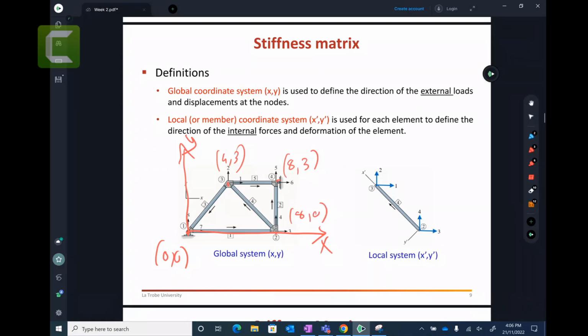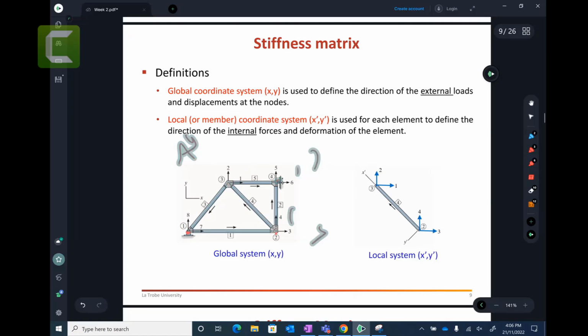So you can have a 0, 0 somewhere. And with the 0, 0, all the nodes have their coordinates based on that 0, 0. So that is your 0, 0 system. That is called the global system. And you have a local system. Local system means that each member has its own system. So let's say going from the members from here, it has this one. So it is represented by, let's say, x dash and y dash. So this member has its own system. This number 4 has, let's say, this is x and this is y dash.